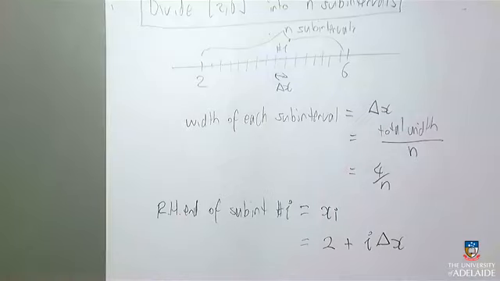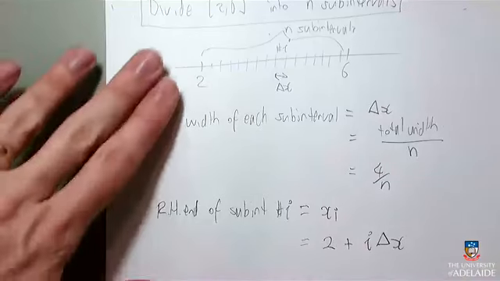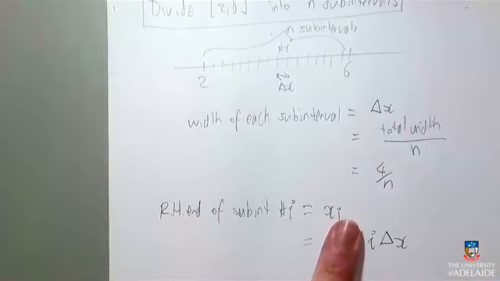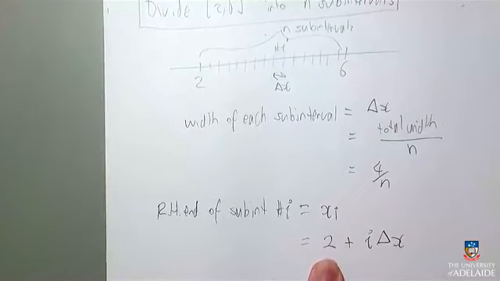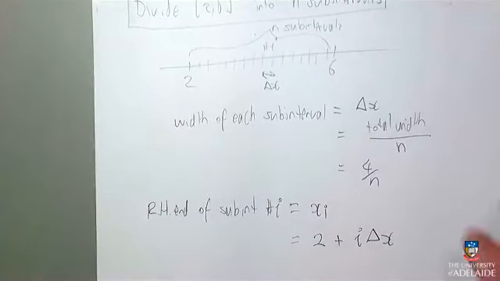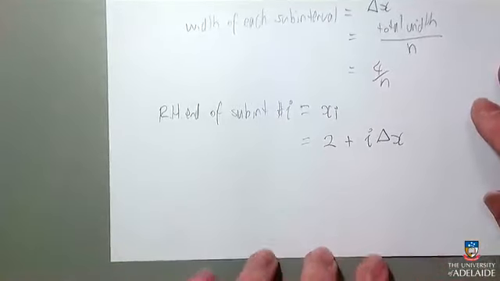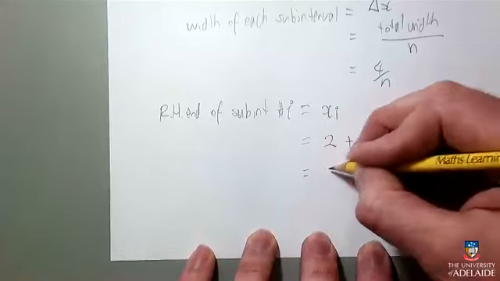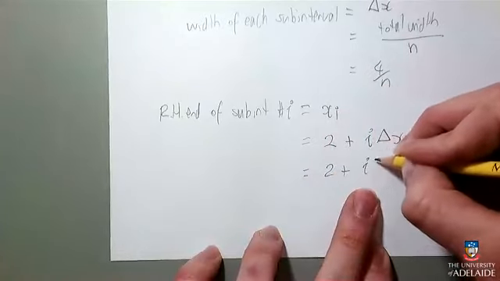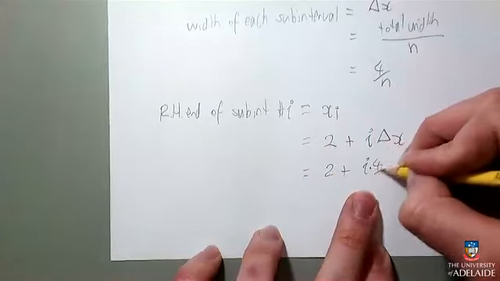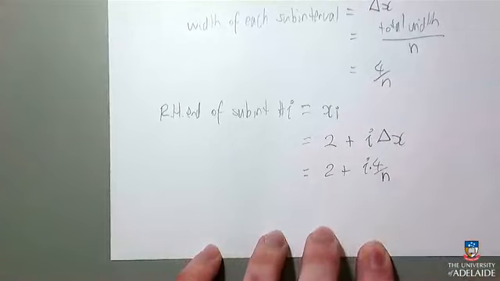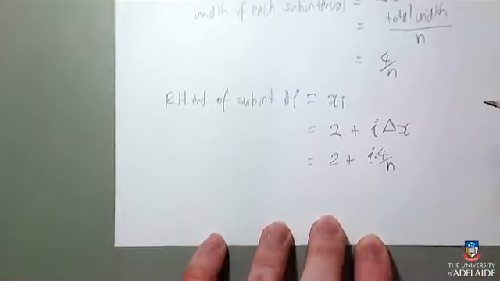So don't be fooled by most of your examples starting at 0. It's not i delta x, it's the total left-hand end plus i delta x. And the left, well, let's just figure out what that is. That's 2 plus, and the delta x is 4 on n. Not particularly edifying to do that, but I've got it anyway.